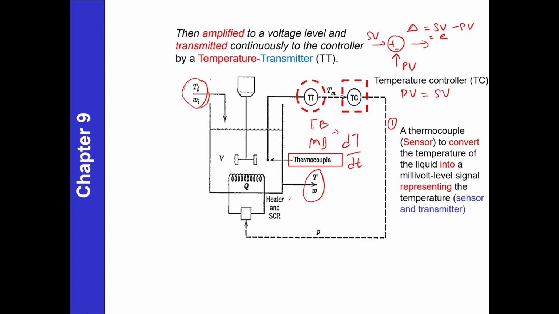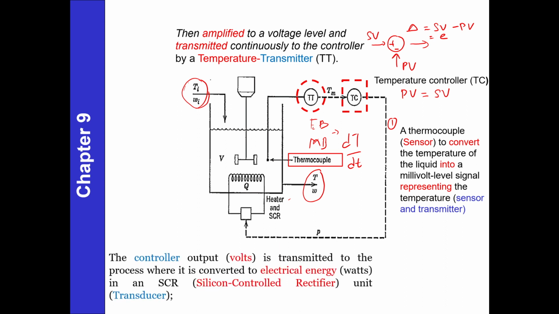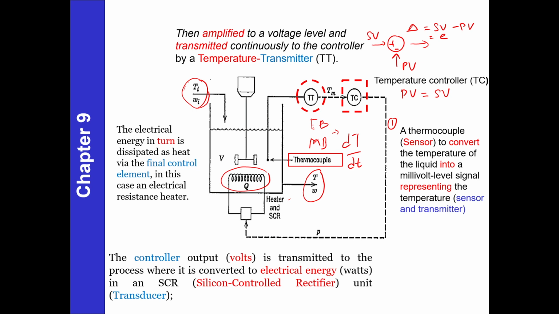So from the controller, it will convert back into an electrical signal so that this heater will heat up. It will convert the energy from electrical energy into heat. So here we have a final control element. The final control element here is the heater. It is not a control valve.